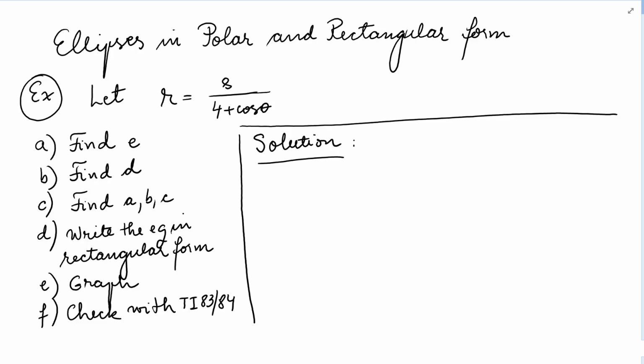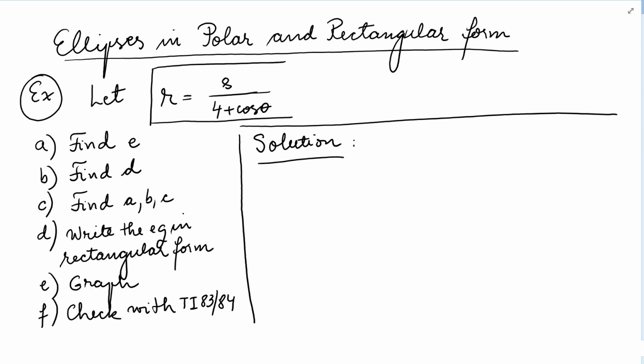In this video, we'll talk about ellipses in polar and rectangular form. And let's talk about this example. Let r equal 8 over 4 plus cosine theta. And let's solve a, b, c, d, e, f. A, find e. So in order to find e, we are going to rewrite the equation.